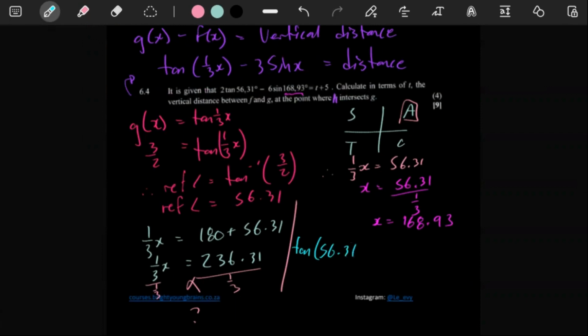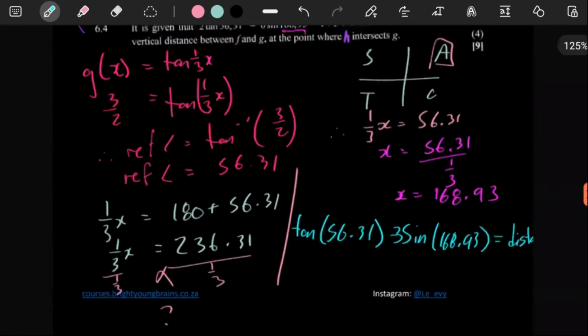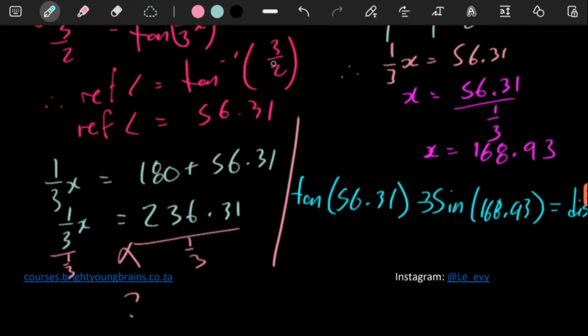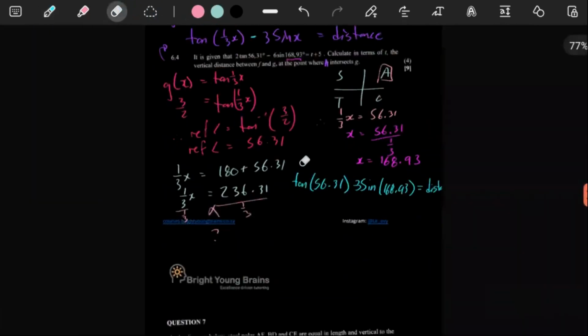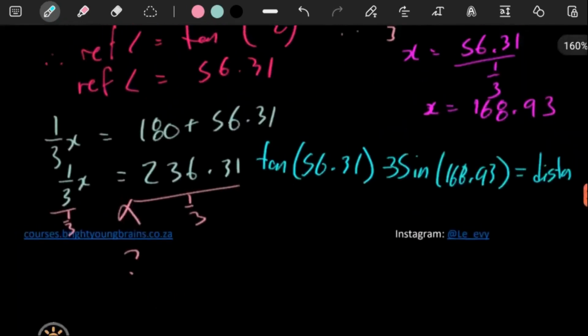Perfect. And then we are minusing 3 sine 168.93. This is equal to the distance. Let me move this to the left a bit, so that we can show that this is just the distance.